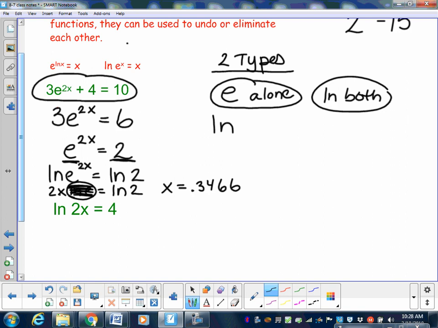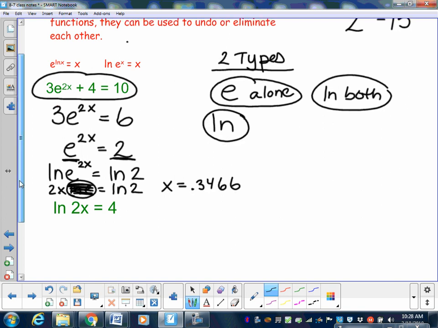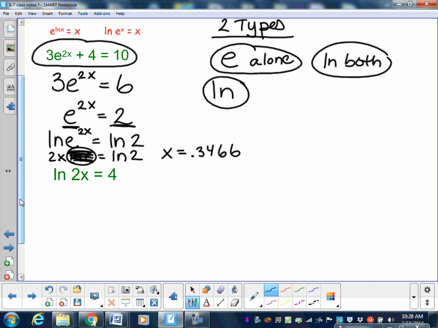If there is no e, and there's only a natural log, it's even easier. Because don't you have to put it into e to the 4? E to the what power? E to the 4 equals what? 2x.